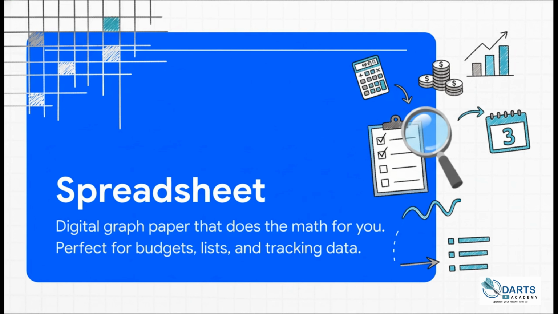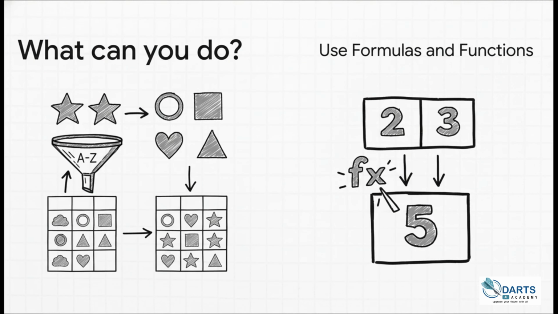The best way to picture a spreadsheet is as digital graph paper. It's just a grid. But here's the cool part. This graph paper does the math for you. It's perfect for a personal budget, a project plan, or even just a simple to-do list. So what can you actually do with it? Well, you enter your information. Then you can sort it any way you want, A to Z, highest to lowest, whatever.